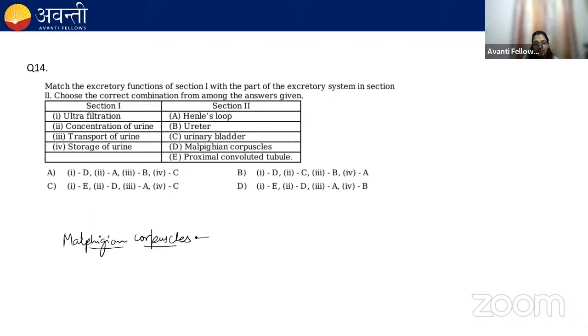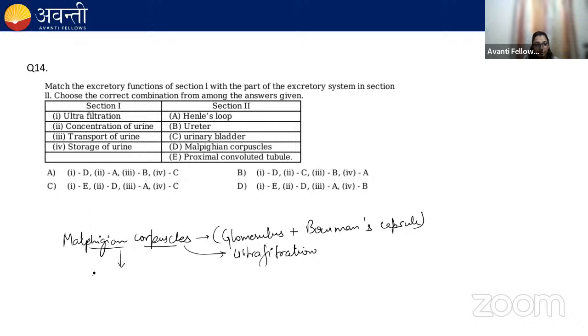Malpighian corpuscle. It includes glomerulus plus Bowman capsule. In the Malpighian corpuscle, ultrafiltration occurs. Next comes the PCT, where maximum absorption occurs.